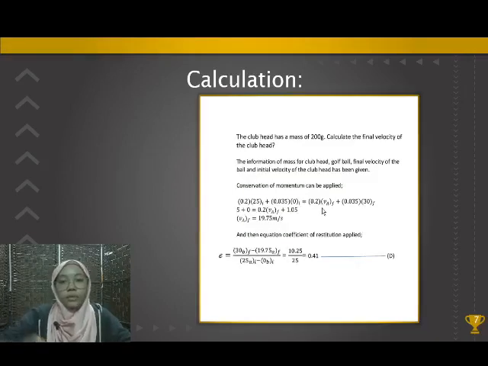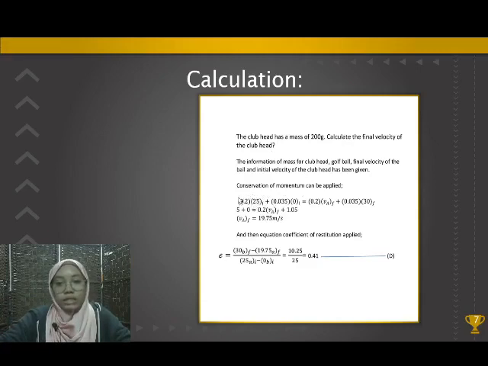Okay, next we want to calculate the COR, the coefficient of restitution. Okay, this is the mass of the club head. If you want to find the COR, we must know the final velocity of the club head, because this information we don't have yet, so we must find the velocity of the club head. We can use the formula of conservation of momentum.